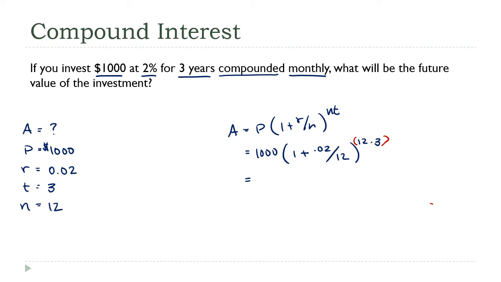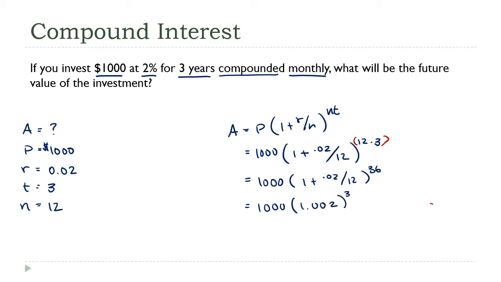Now, the next thing, don't try to do this in pieces. I see students do this: 1,000 times 1 plus 0.02 divided by 12 to the 36th power, and then they'll go to their calculator and do 1 plus 0.02 divided by 12, and it's this really weird decimal. It's 1.0016666, a whole bunch of sixes. It's a repeating decimal.